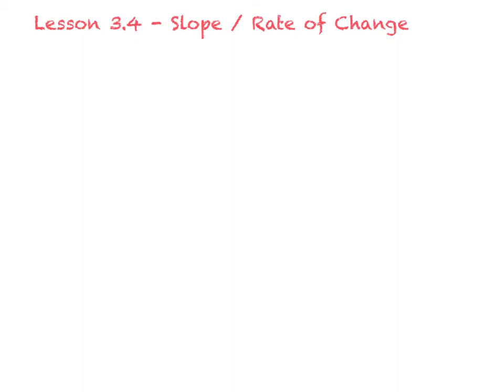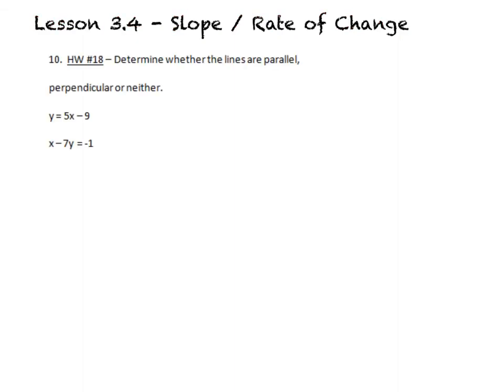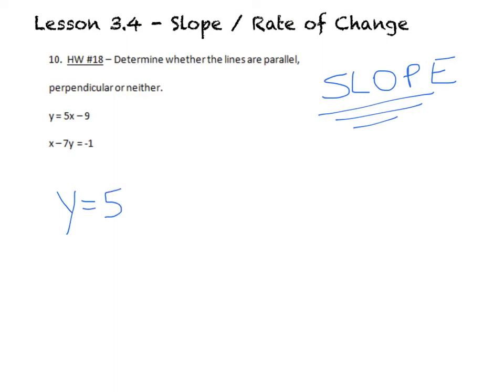Okay, our problem is this. Determine whether these lines are parallel, perpendicular, or neither. So it all comes down to one word. It all comes down to their slope. It's all about the slope. Their slope tells us everything. So we need to find the slope. So I'm going to start by rewriting the first equation. We've got y equals 5x minus 9.